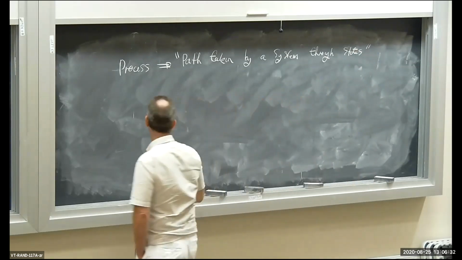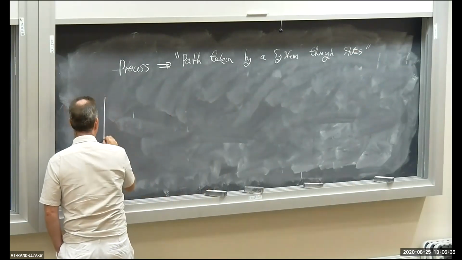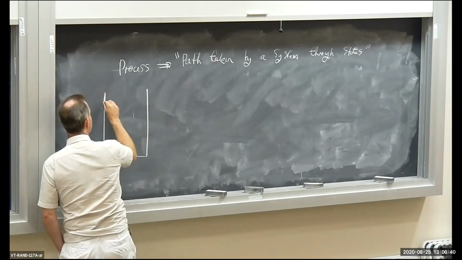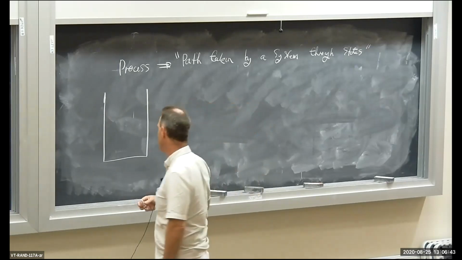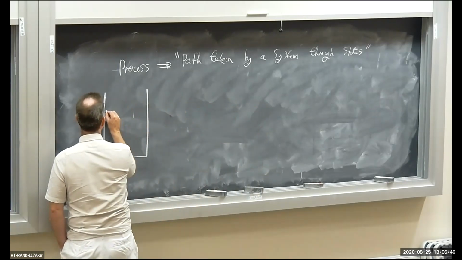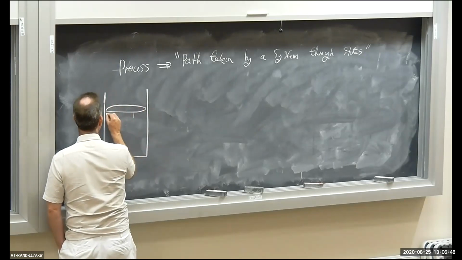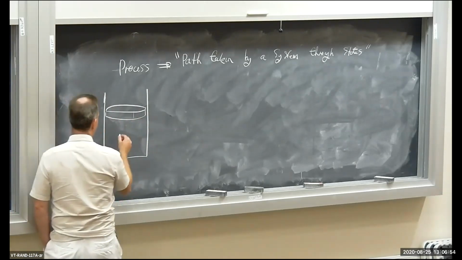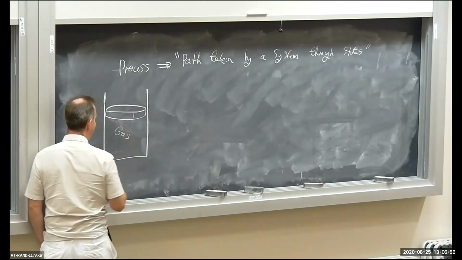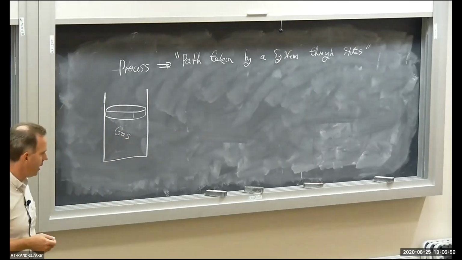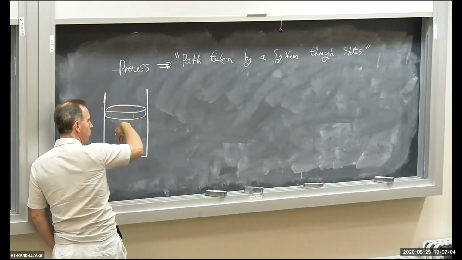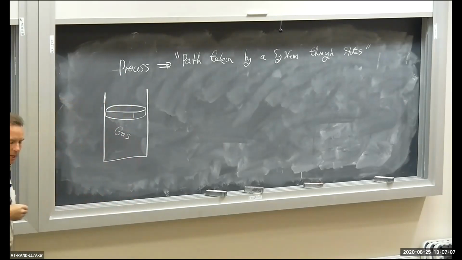Okay, so let me give you an example here. Let's say we have a piston cylinder device. What is a piston cylinder device? It is a container with a movable piston in it. And inside the container, we have some sort of gas or some kind of material. So this is a piston cylinder device containing some kind of gas. And the piston can move up and down, okay? So it's a gas trapped in a piston cylinder device.